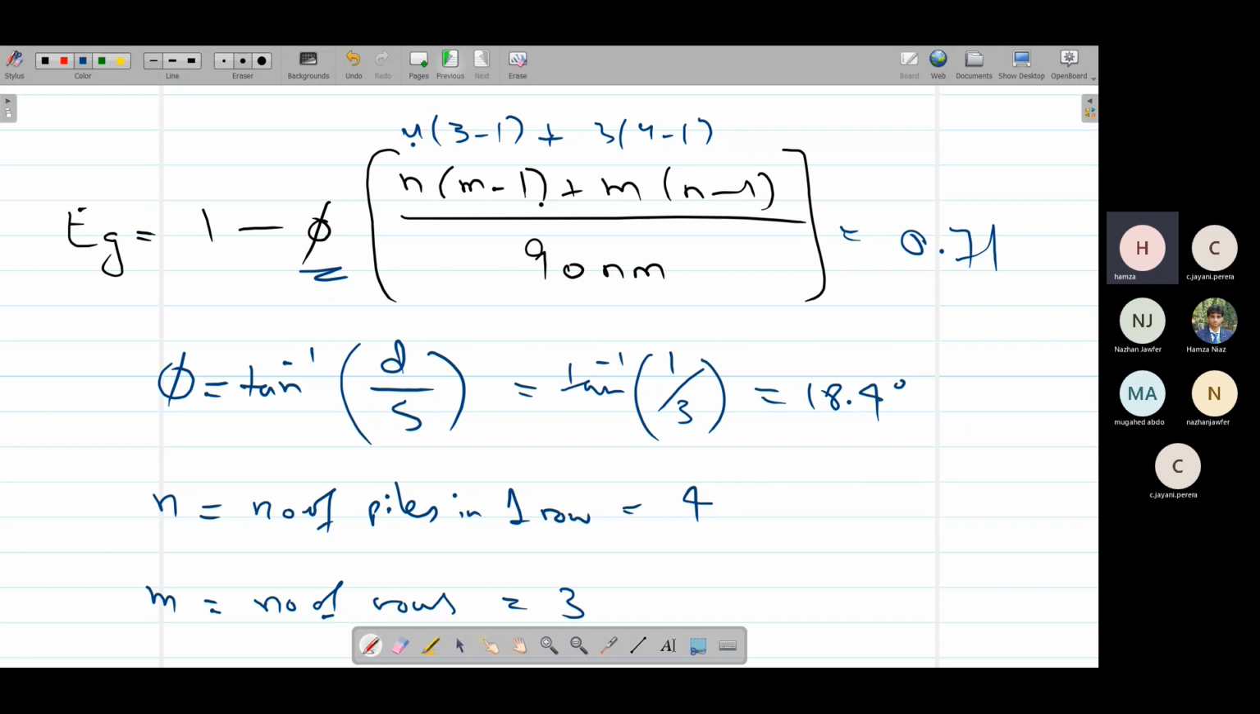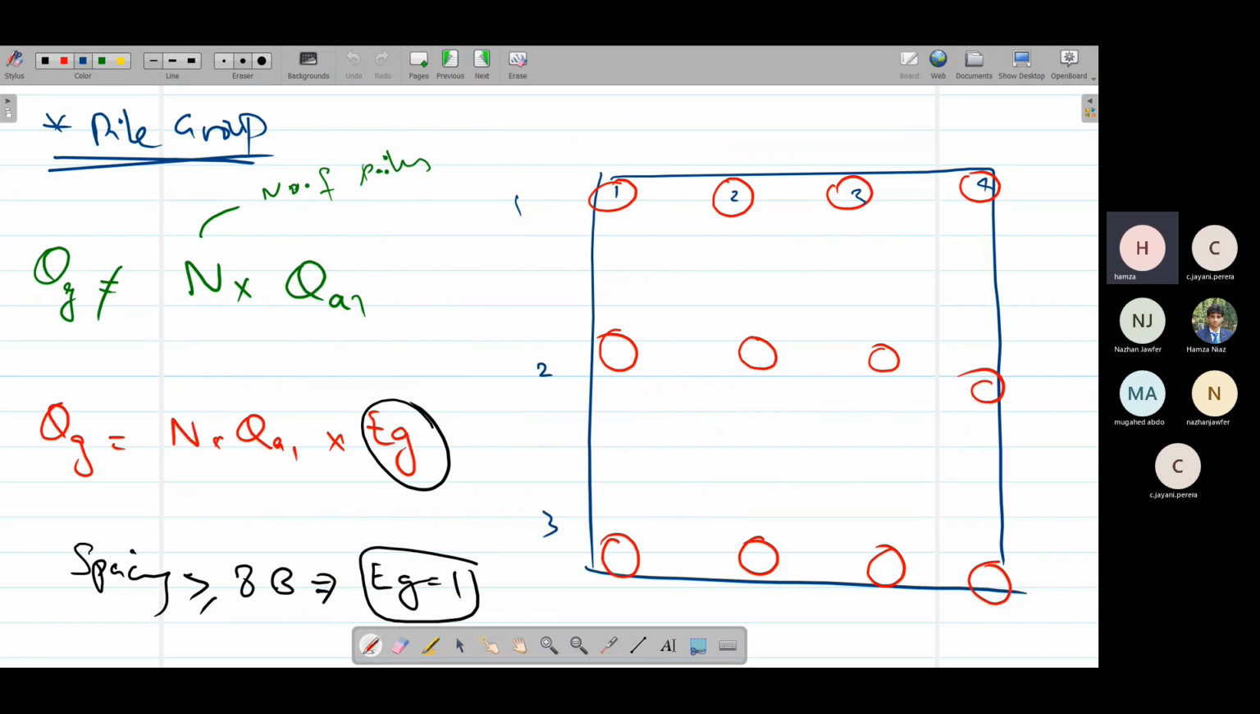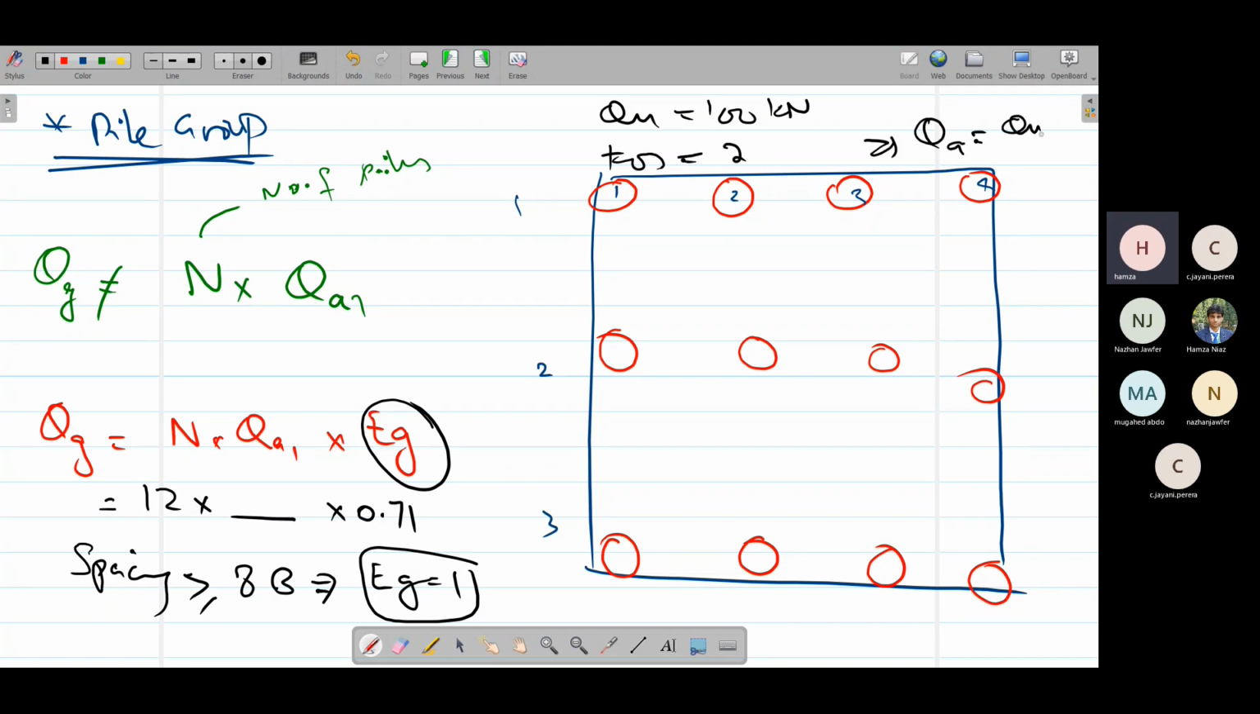So after calculating this efficiency, what would be the load capacity of the whole group? That is the number of piles, which are 12, times the capacity of one pile times efficiency. Efficiency is 0.71. If we provide the ultimate capacity as 100 kilonewtons and factor of safety as 2, our Q allowable would be QU over factor of safety, that would be 50 kilonewtons. So Q allowable of one pile would be 50. Simply multiply them and we'll get the value of 426.